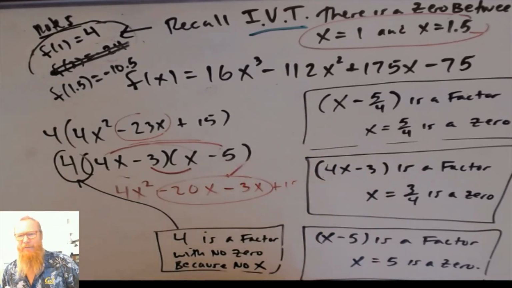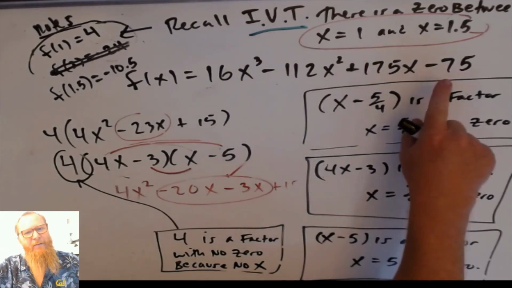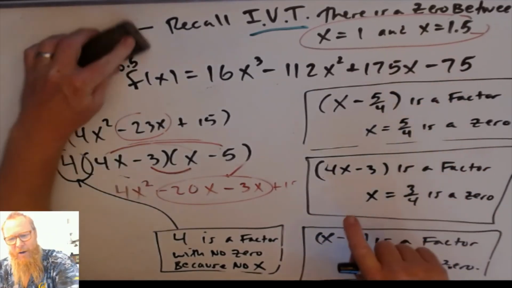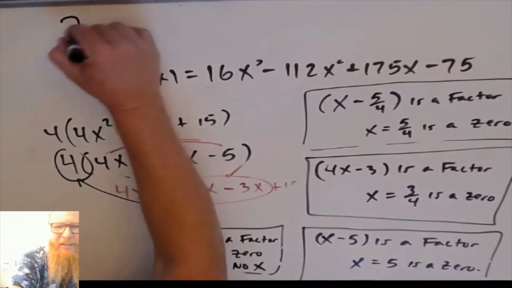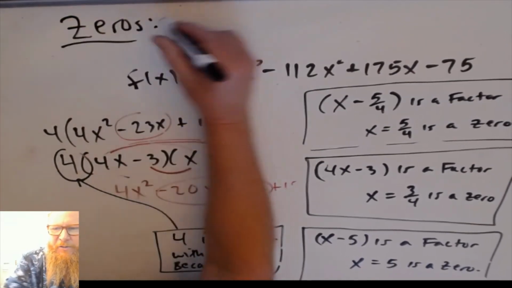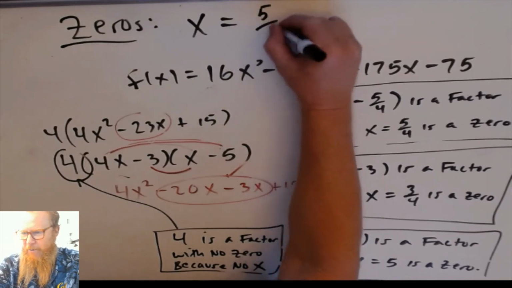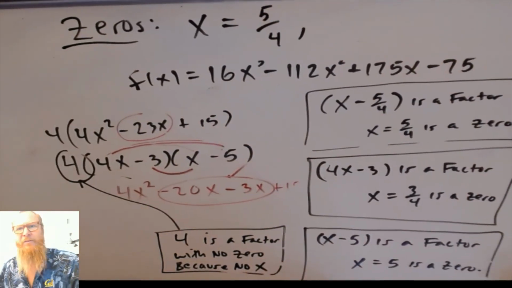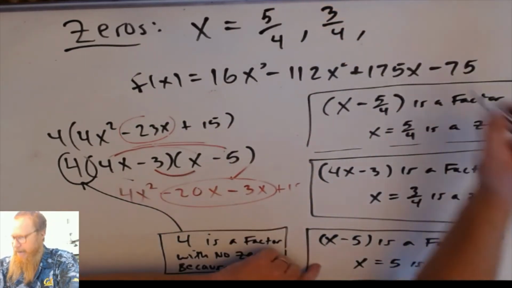All right, that was a really long example, but it just goes to show that a very simple problem can have a very long, drawn-out solution. Let me write out the solution now. So the zeros are, and just list them out. I don't care what order they're in. 5/4, 3/4 and 5.